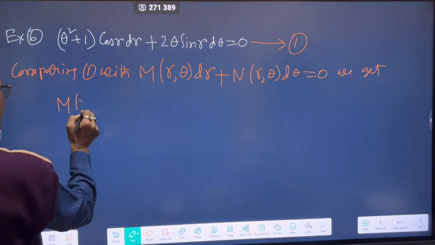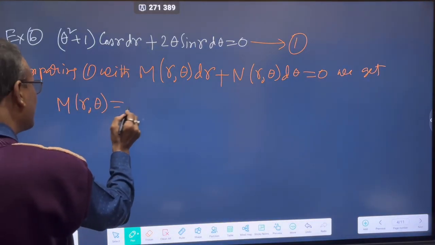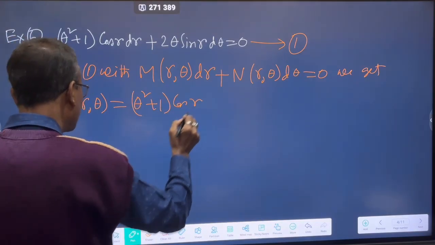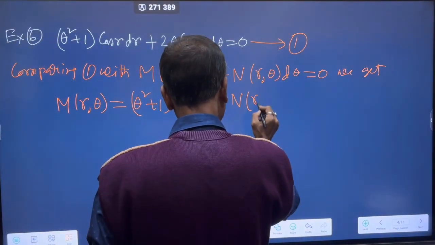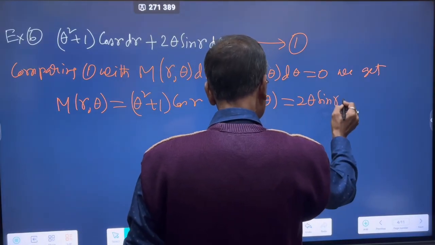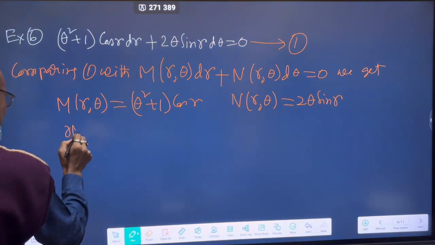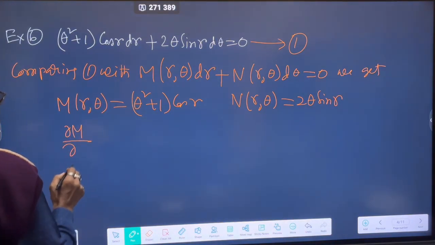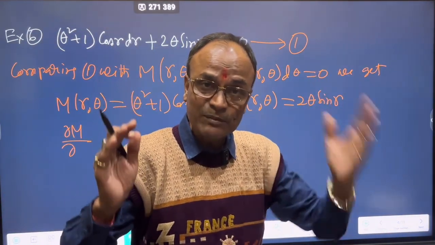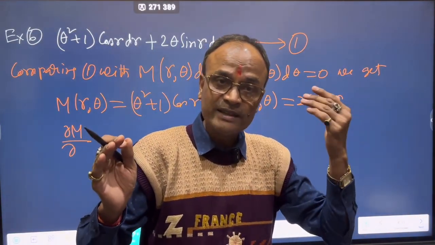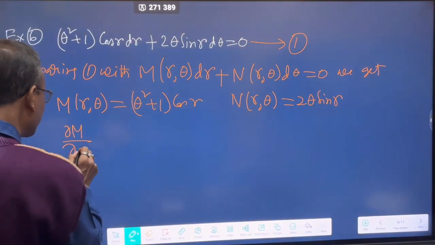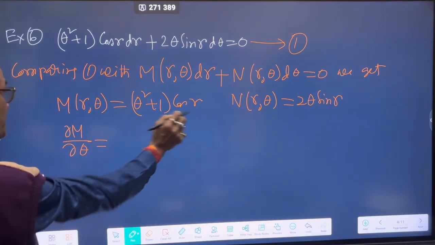M(r, θ) equal to (θ² plus 1) cos r, and N(r, θ) equal to 2θ sin r. If the differential equation is M dx plus N dy, then we find ∂M/∂y. Here we will find ∂M/∂θ.